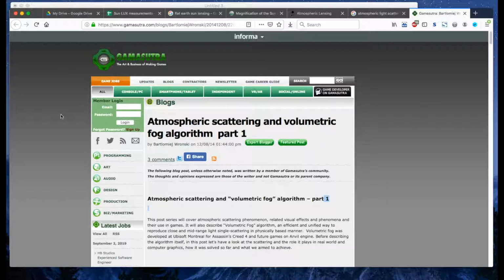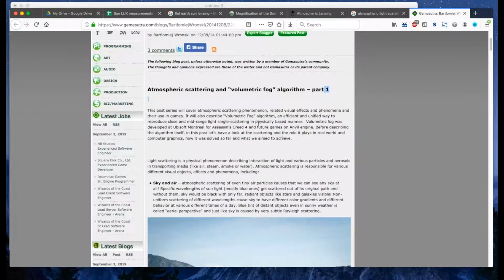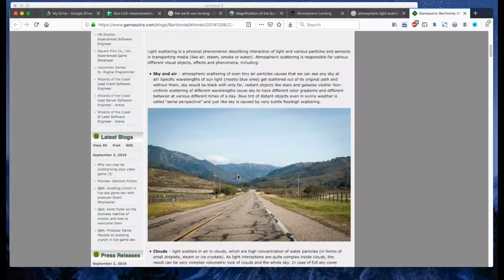explains atmospheric scattering and volumetric fog algorithms that they employ in games to give games a more realistic feel to it. So here are some real pictures, and you can see how the mountain in the distance is more washed out, and the definition of the colors is not nearly as great as it is as the mountains are closer to you.